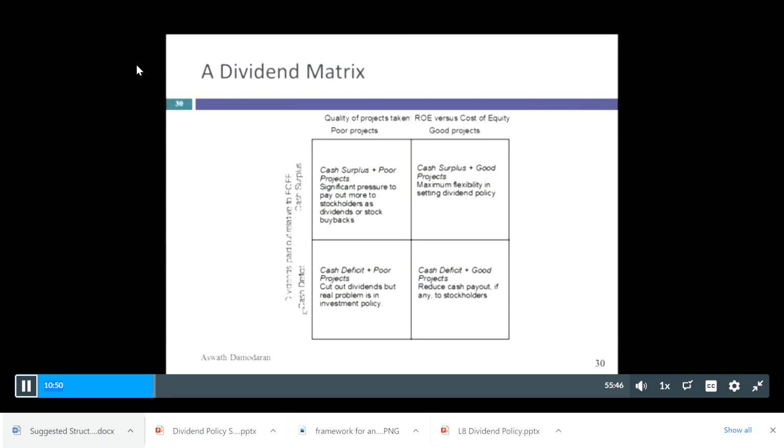Then down here, if we've got a cash deficit because we're continually paying out more in dividends and repurchases than we generate in free cash flow, and we generally have poor projects, yeah, we should probably cut the dividends, but that's not going to help. That's not going to fix the investment problem, right? We need to do probably both of those things. On the other hand, if we have a cash deficit but we have good projects, then really we ought to be cutting the dividend if we already have one. Certainly not initiating a dividend if we haven't started one yet, and focus on reinvestment in the firm.